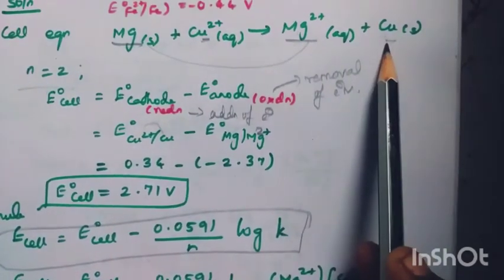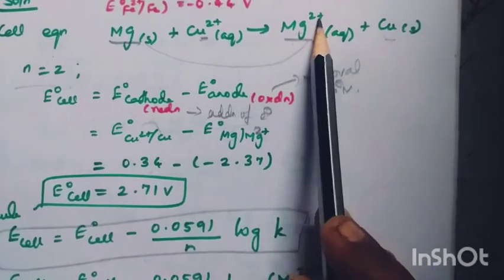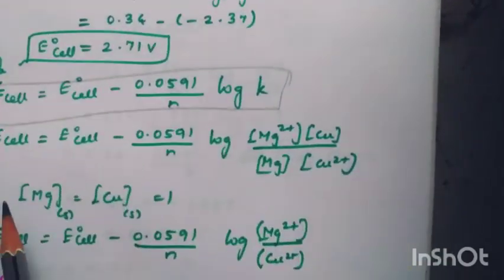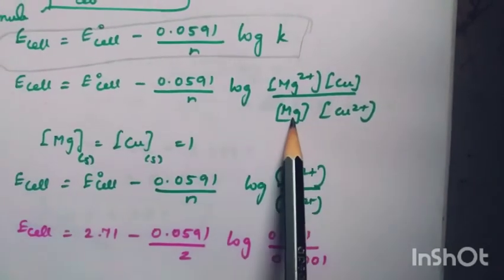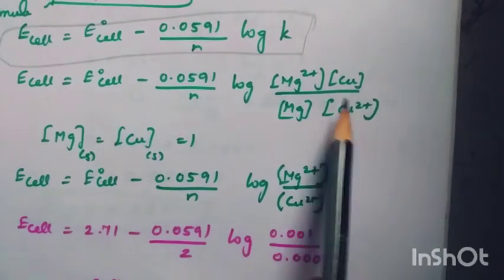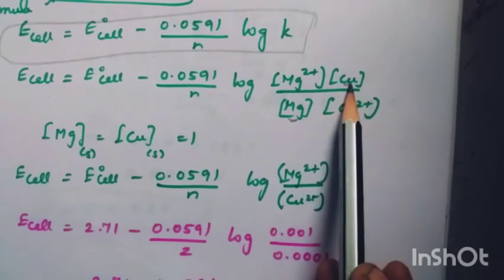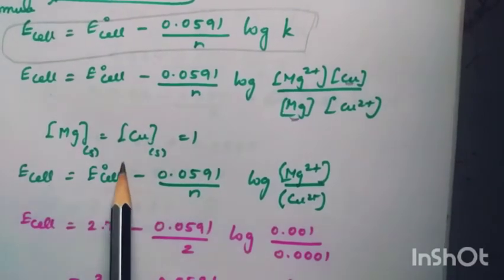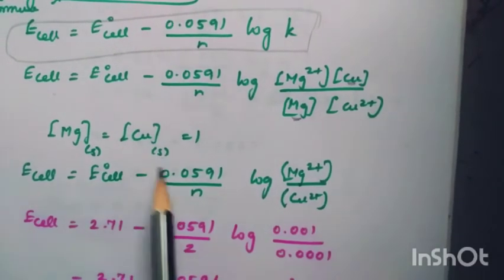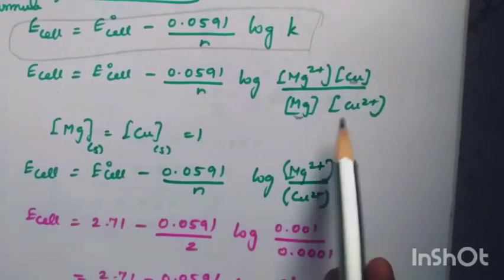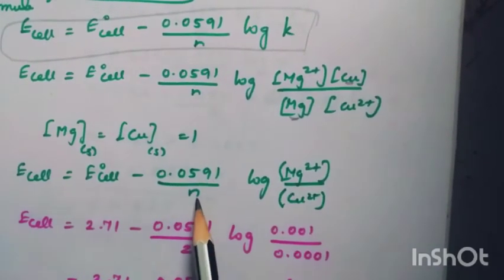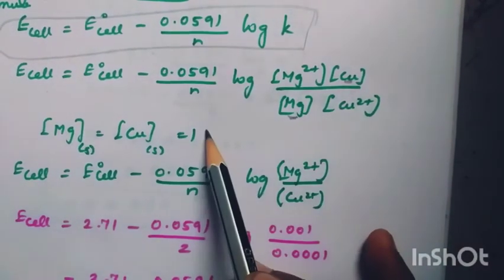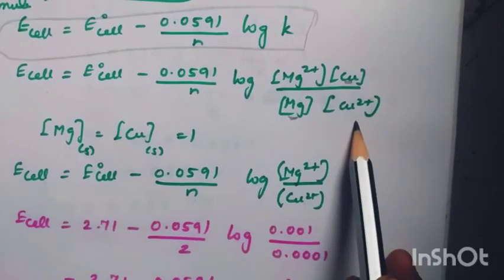K is product concentration by reactant concentration: Mg2+ concentration times Cu concentration, divided by Mg concentration times Cu2+ concentration. We know that a pure solid or pure liquid has a concentration equal to 1. So the EMF of the cell is E0 of the cell minus 0.0591 by n log of Mg2+ by Cu2+, since the solids are not aqueous solution and equal 1.